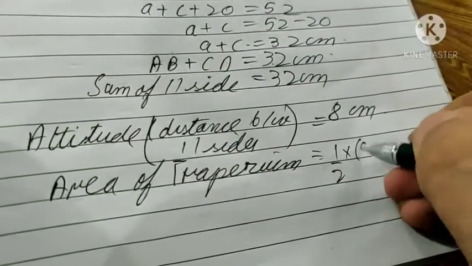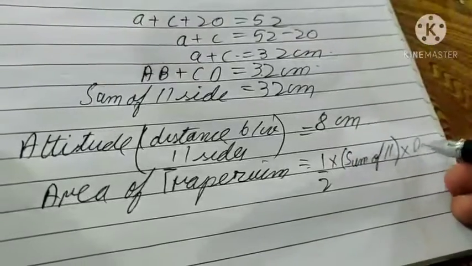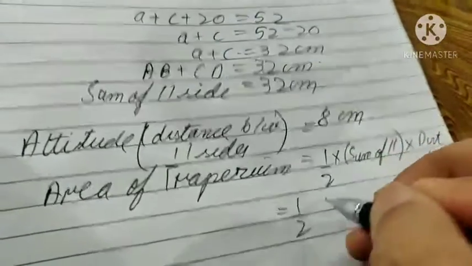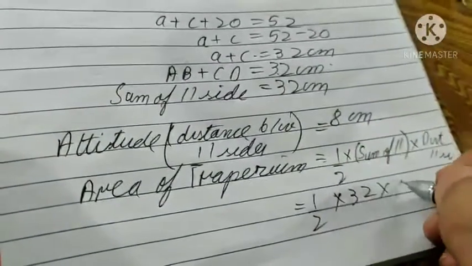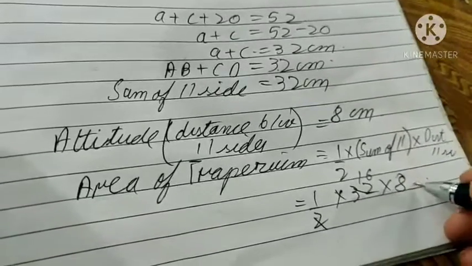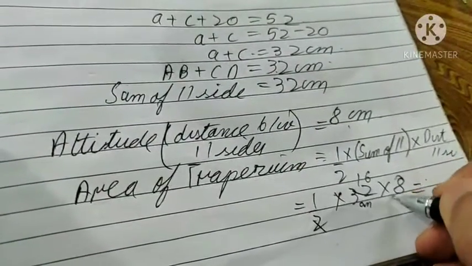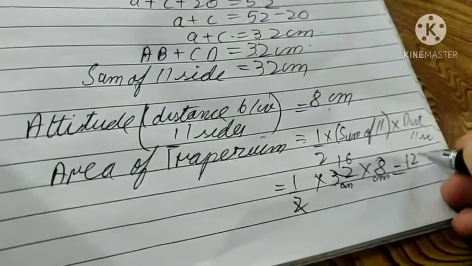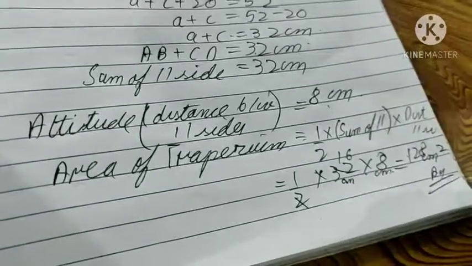Half into the sum of parallel sides multiplied by the distance between parallel sides. So half into sum of parallel sides was 32. Distance between parallel sides is 8. So this is 16. 16 eights are 128. These are in centimeters, so this is centimeter and this is also centimeter. Centimeter into centimeter is centimeter square. This is our answer, 128 centimeter square.